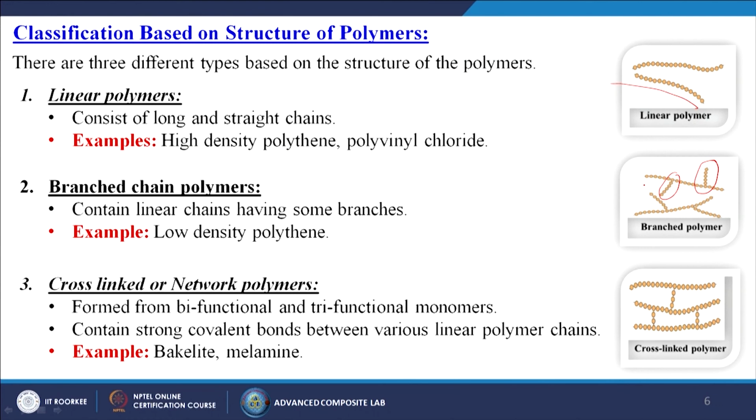And when we are talking about the cross linked or maybe the network polymers, from this you can find they are forming some kind of bifunctional or maybe trifunctional monomers, and they contain strong covalent bonds between the various linear polymer chains. So, it is one polymer chain, it is another polymer chain, in between that they are making some linkage or maybe the cross linking. Examples: bakelite and the melamine.